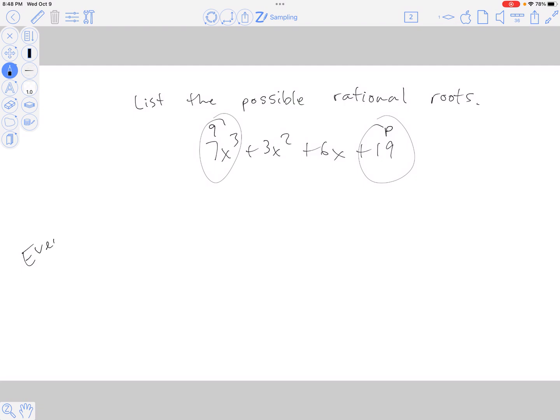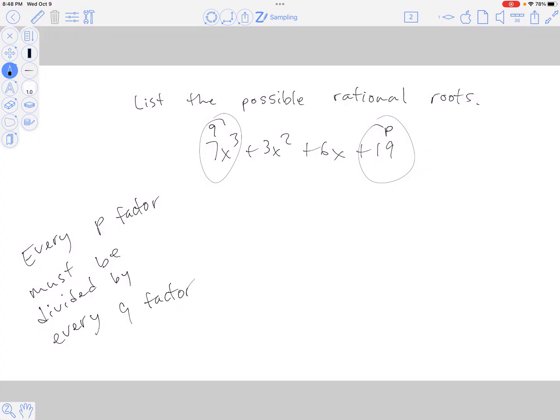So just to put it visually, every P must be divided by every Q. So what is a P and what is a Q? Specifically, every P factor must be divided by every Q factor. Okay, so remember, a factor is something that multiplies.